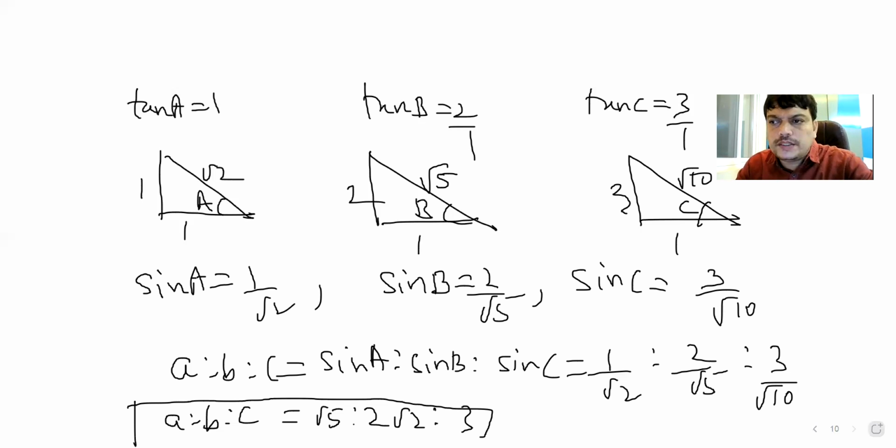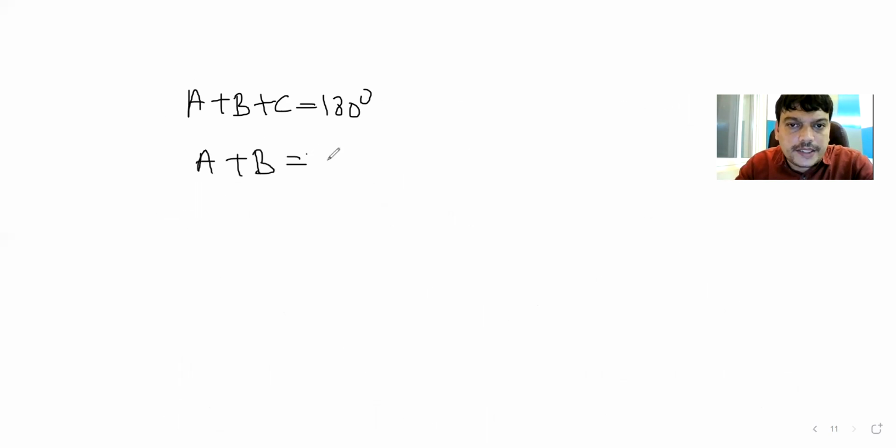I hope all of you followed this. Let's just discuss this. So whenever A plus B plus C is 180 degrees in a triangle, we can first write A plus B as 180 minus C. So bring one of the angles to the right hand side.